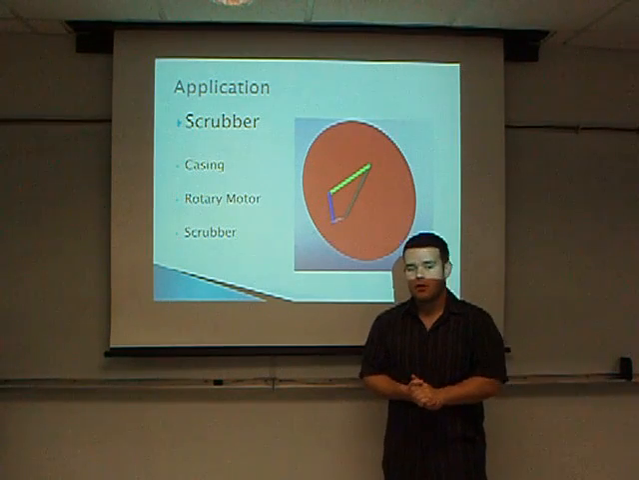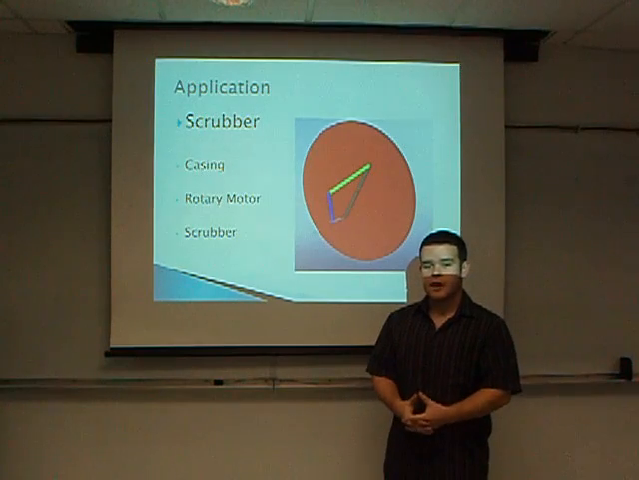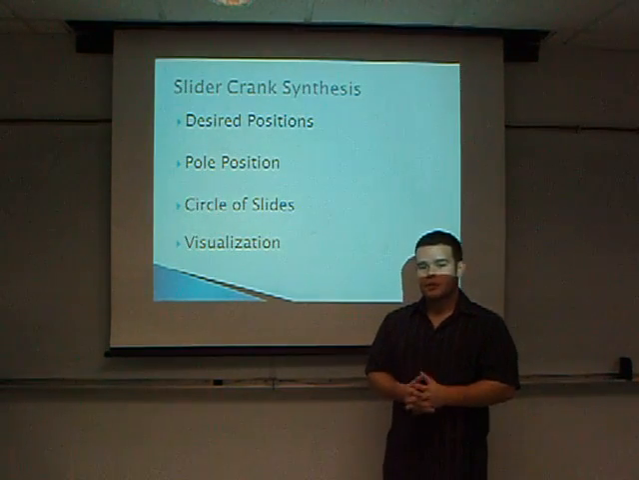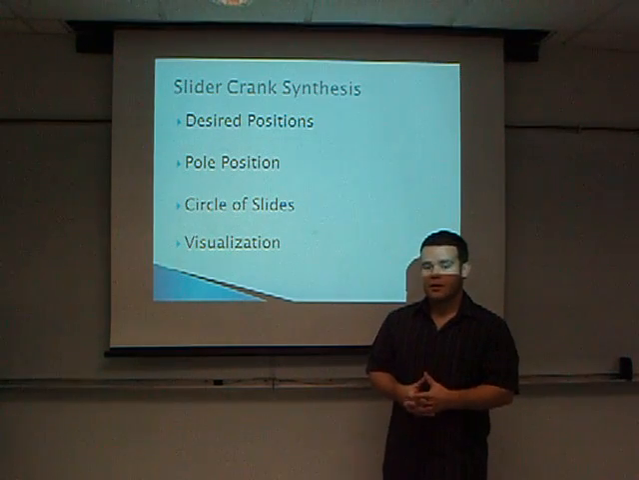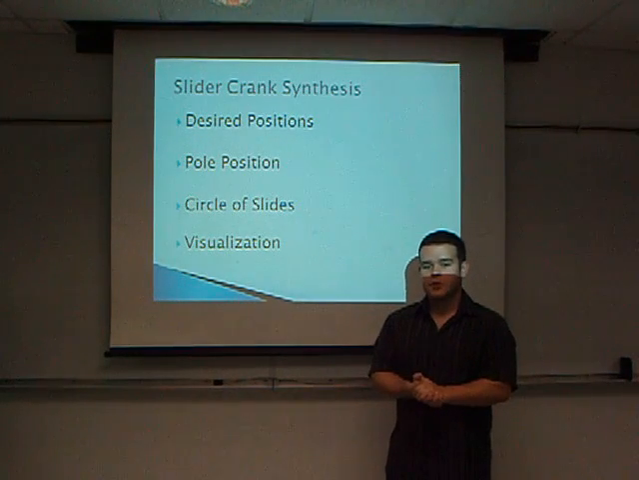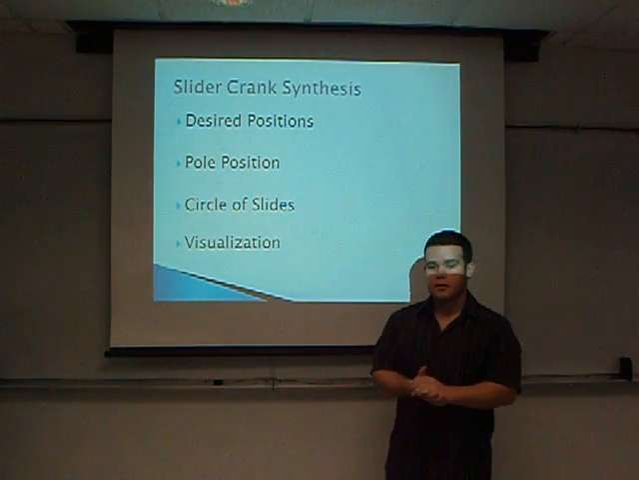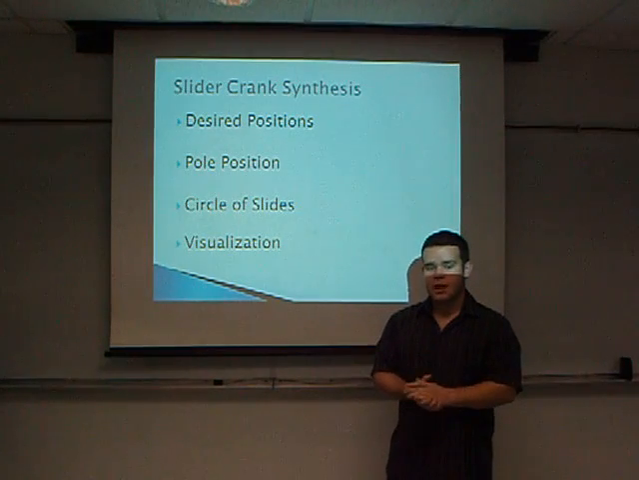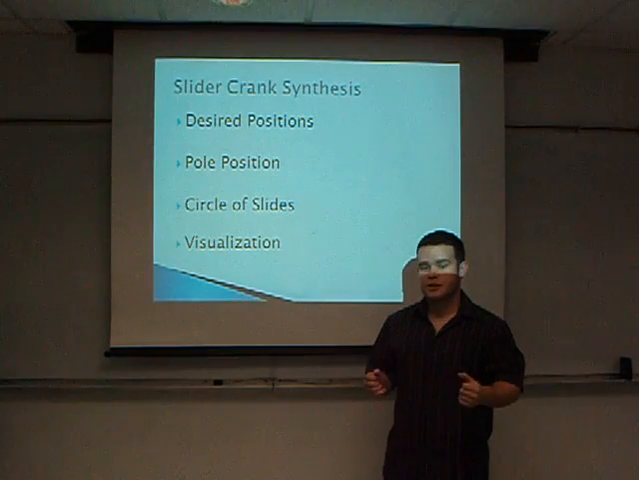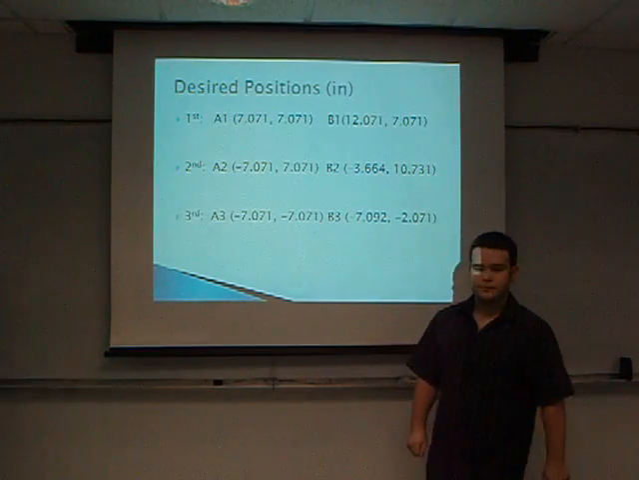To continue, we're going to focus on the synthesis of a slider crank mechanism. For the slider crank mechanism, the first step involves finding the three required positions that are desired for this type of synthesis. Following that would be the pole position of the crank. Continuing, we would have the circle of slides, and after all this is done, we will show a visual representation of our slider crank mechanism.